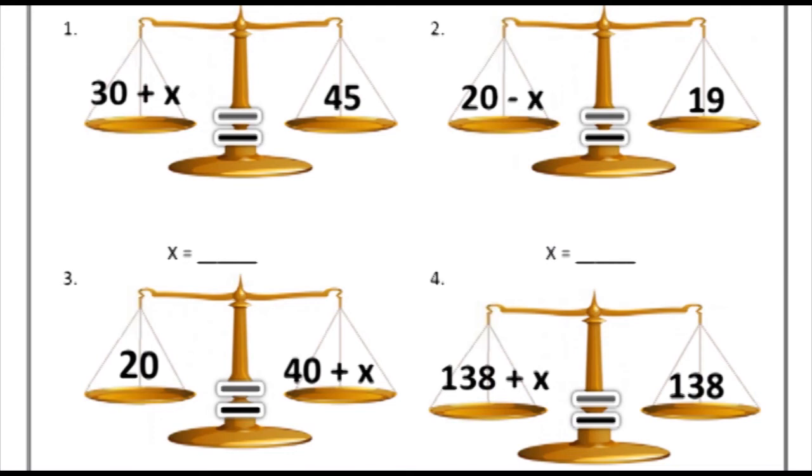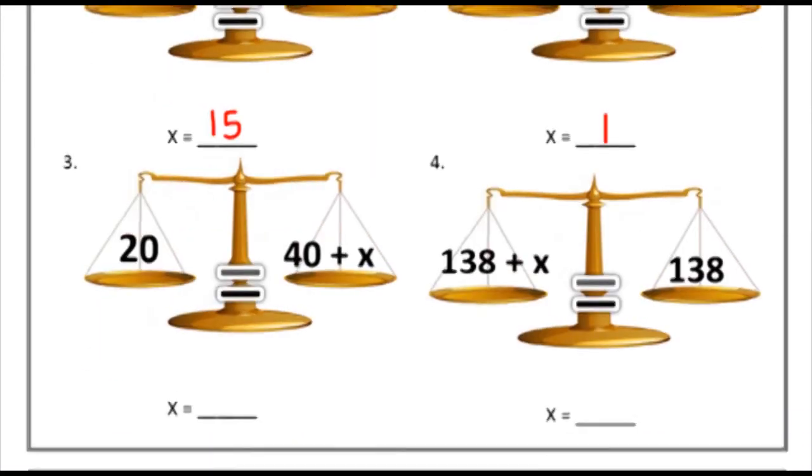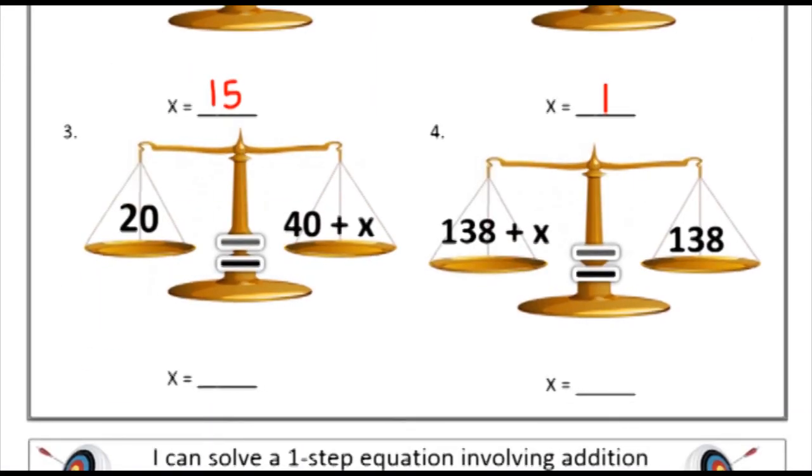Welcome back. Answer to number 1, you should get 15. 30 plus 15 equals 45. 20 minus 1 equals 19. 40 plus, and this one would have been trouble. And this is the type of problem where tomorrow's lesson will make a lot more sense. But those of us that understand negatives pretty well would know that 40 plus negative 20 would give us positive 20.